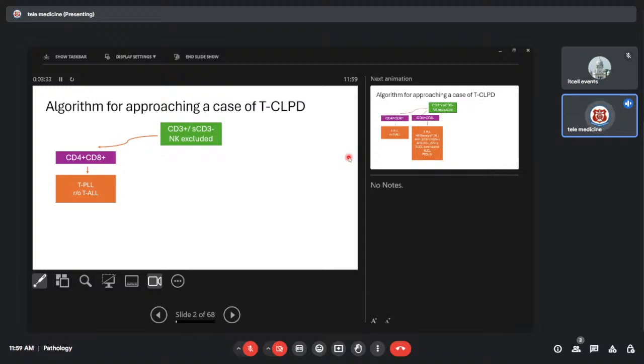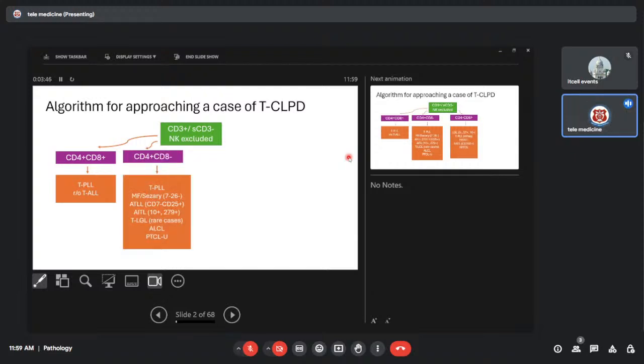This entity is also common in cortical TLLs, right? The ones which have CD1A expression. So T lymphoblastic lymphomas and leukemias you have to exclude when you're talking about a double positive population. Then you have the CD4 positive T cells. We encounter our TPLL, mycosis fungoides and Sézary.